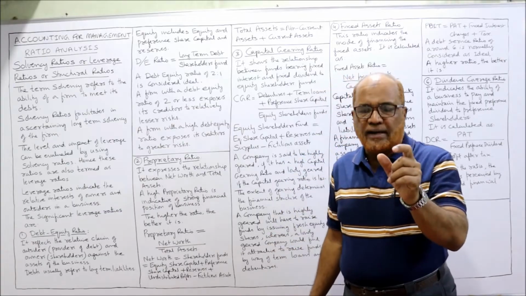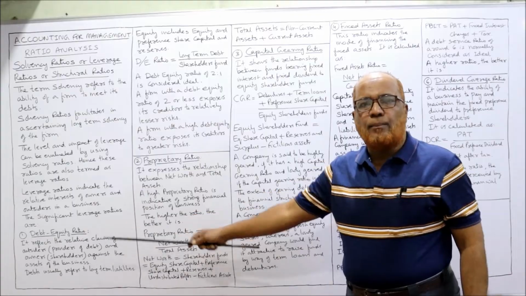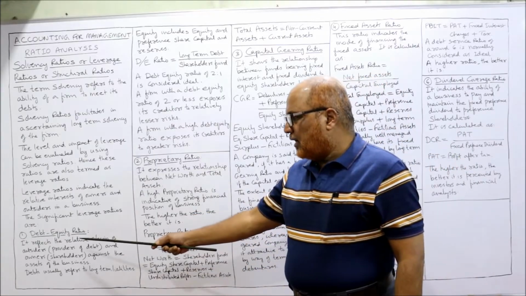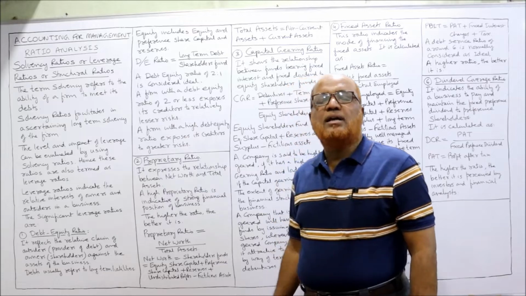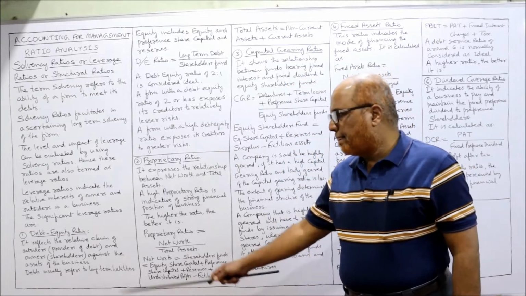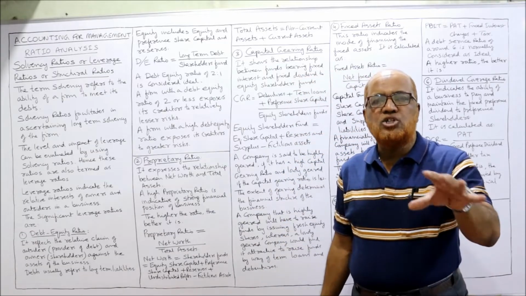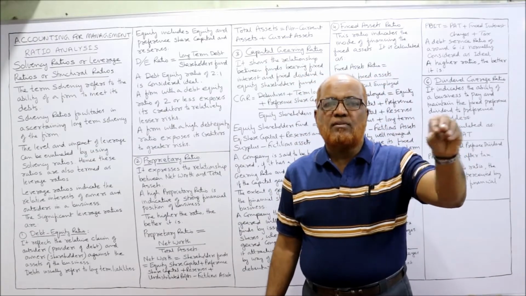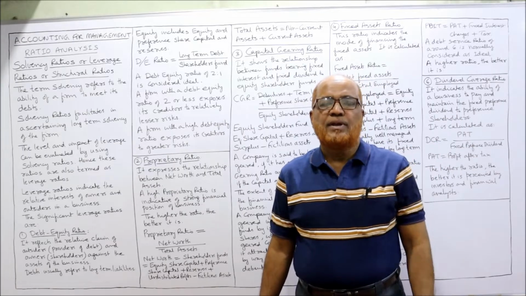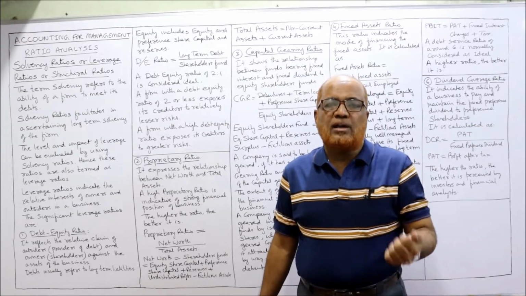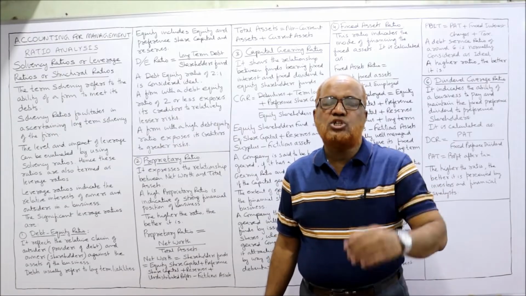For that, to find out the proportion of debt and equity in the business, we apply the debt equity ratio. It reflects the relative claim of outsiders. Outsiders mean the loan providers, or providers of debt, and the owners. The owners are the shareholders. Shareholders have invested money, and outsiders have also invested money. The outside money is the loan taken from a bank, or debentures or bonds issued.